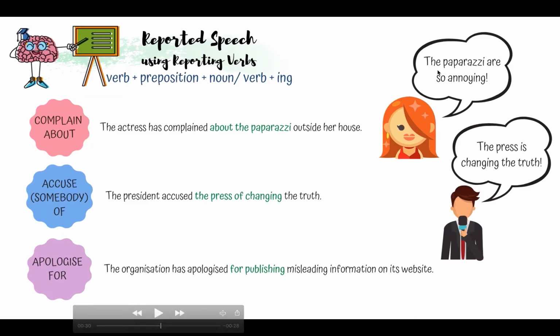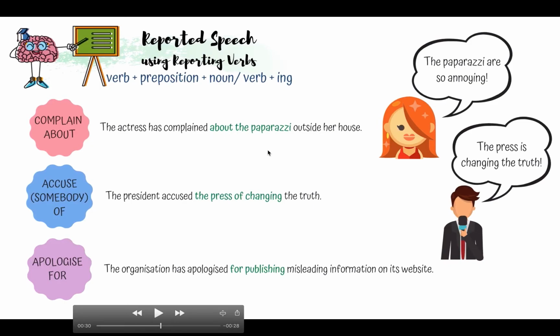So instead of just saying said, which again is absolutely fine, we want to deepen our understanding and really improve our use of English. As this is a complaint, we're going to use the verb complain about. The about is our preposition. So we have complain, our verb, our preposition about, and then we can use a noun or a verb. So the actress has complained about the paparazzi outside her house.